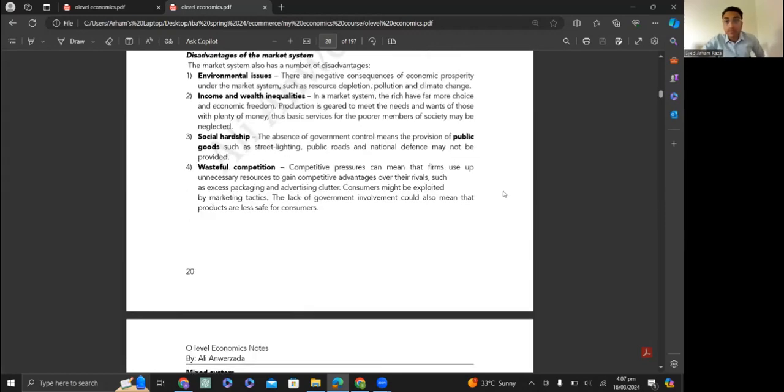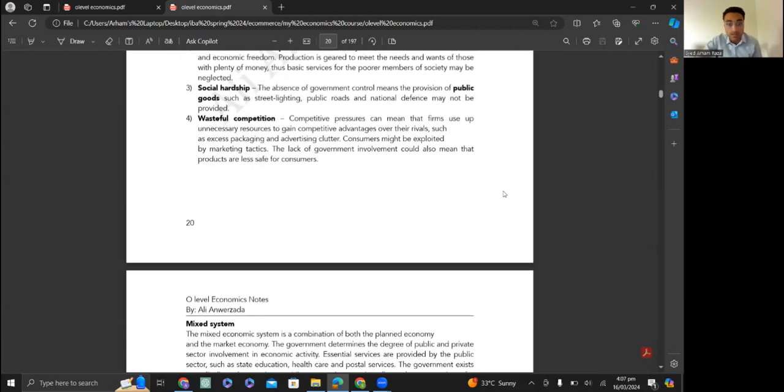Also, it is undecided in the market system who will produce the public goods, such as street lighting and national defense, because these are not profitable products. You can also call these free rider goods, which are public goods. It will be very difficult for private individuals to charge for such products, so they will not produce them. This is another problem in the market economy.